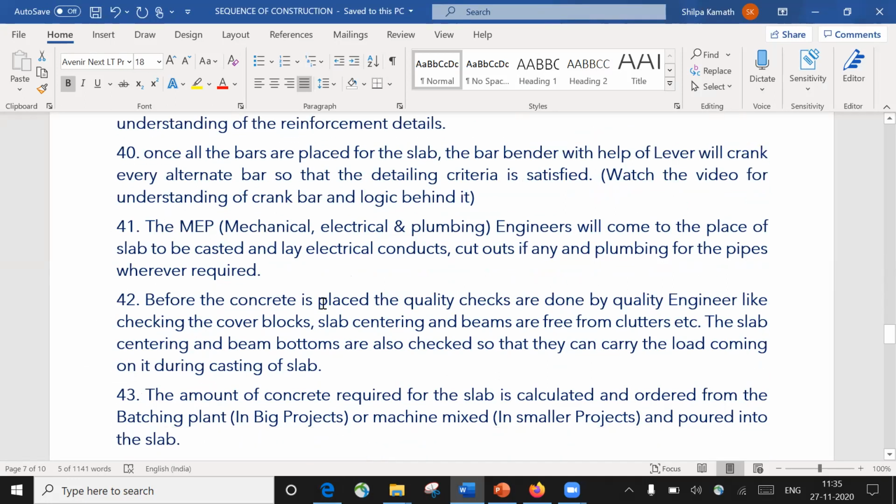So before the concrete is placed, the quality checks are done by the quality engineer, like checking the cover blocks, slab centering, and that the beams are free from clutter, etc. The slab centering and beam bottoms are also checked so that they can carry the load coming on them during the casting of a slab, right?